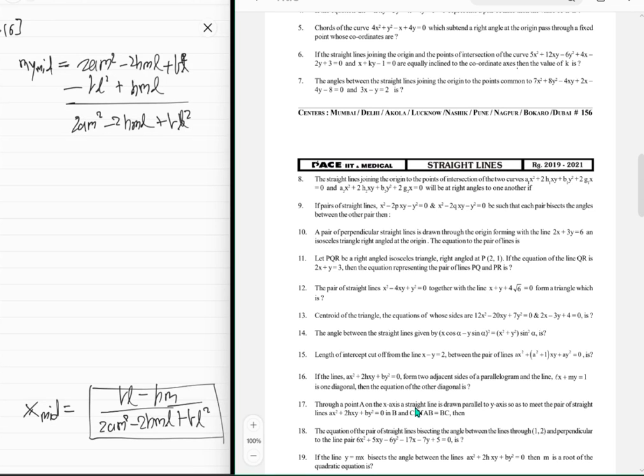So the thing is, this numerator just becomes 2am squared, then this cancels, okay, minus hml. So y mid is 2am minus hl upon, well, all of that stuff.